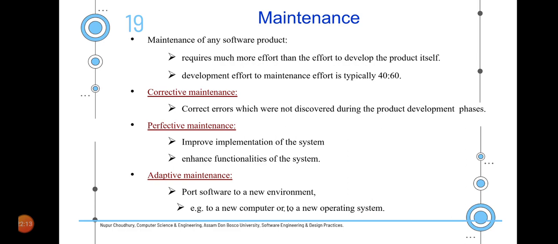That means not all software requires all the maintenance activities, corrective, perfective and adaptive. Some of the software might need just the corrective maintenance, some of them might need just the perfective, and some of them might need just the adaptive maintenance. So depending upon the requirements of the maintenance strategy, the developers would be choosing one of the maintenance criteria in order to maintain the software.